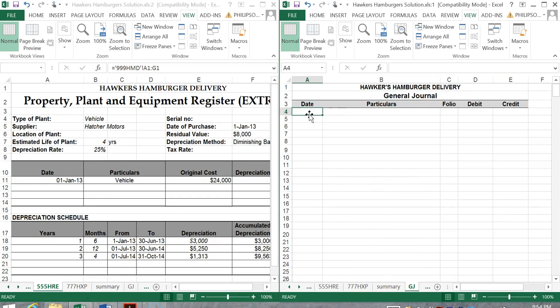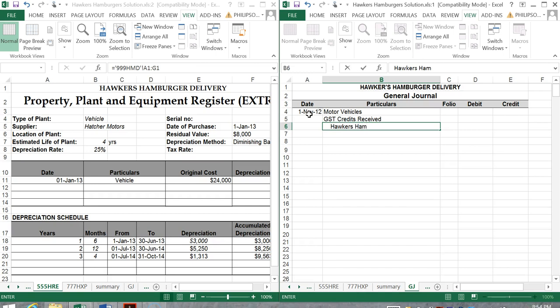Alright, let's go. So, 1st of November 12, we've got motor vehicles, GST credits received, and we bought it on credit from Hatcher Motors. I'm trying to rush it, as I'm sure you will be doing in the exam as well.